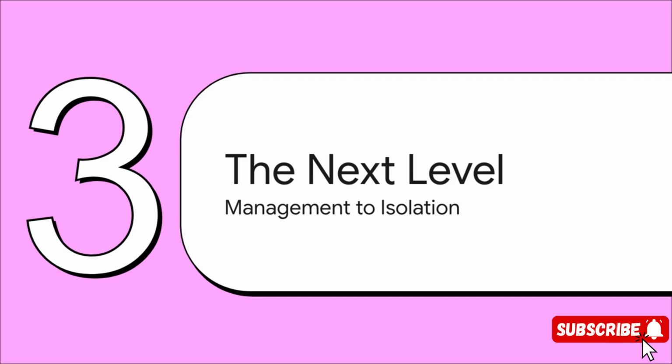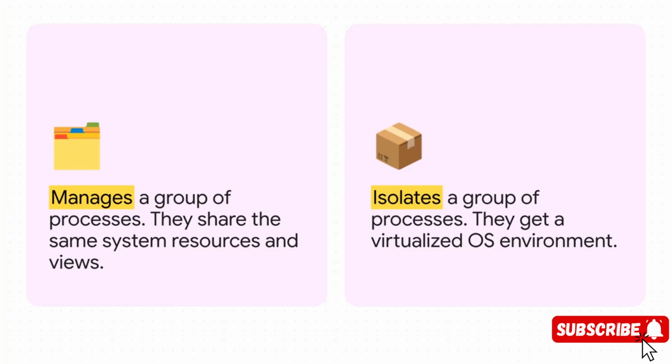But what if just managing them isn't enough? I mean, grouping processes is great for control, but what if you need to build actual walls between different groups so they can't see each other, can't interfere with each other at all? This is absolutely essential for security and stability, especially on servers. And this brings us to the next evolutionary step. We're moving from the job object, which is all about management, to something called a server silo, which is all about isolation. See, a job object groups processes together, but they still share the same general view of the system.